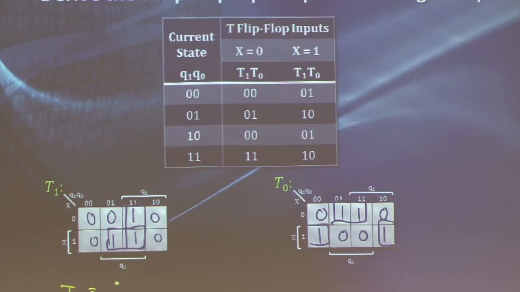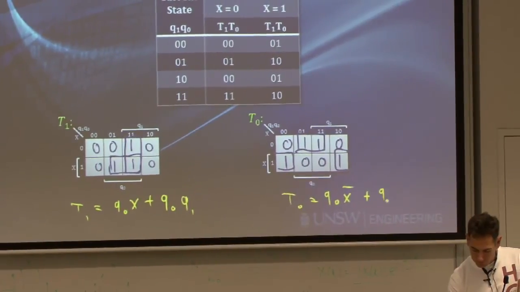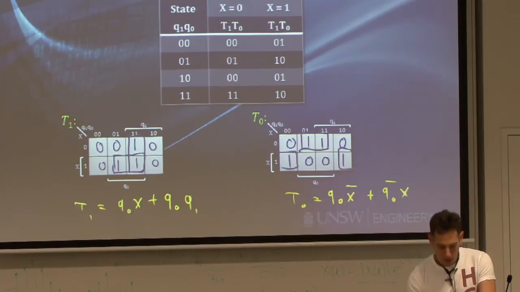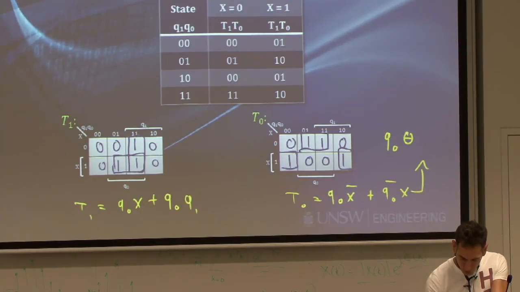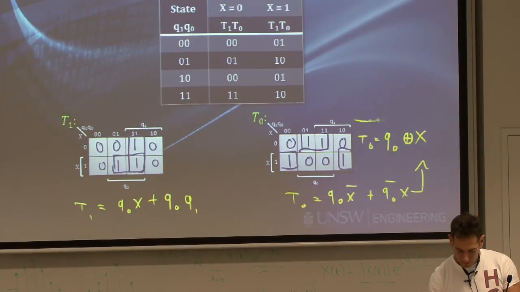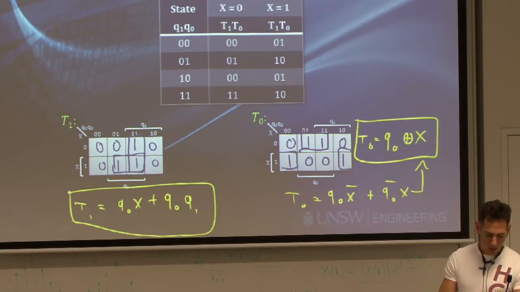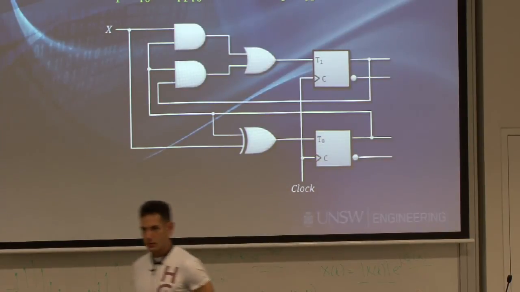We have this group, Q0 X or Q0 Q1, Q1, T0, which is just the same. Oh, hold on. Yeah. As Q0 XORed with X. So we have the two T input equations, coming up with the circuit that does this.